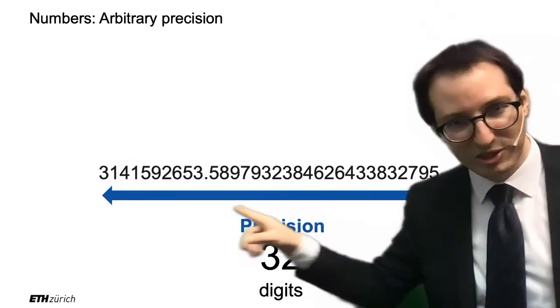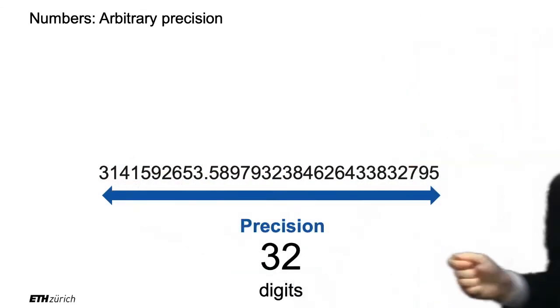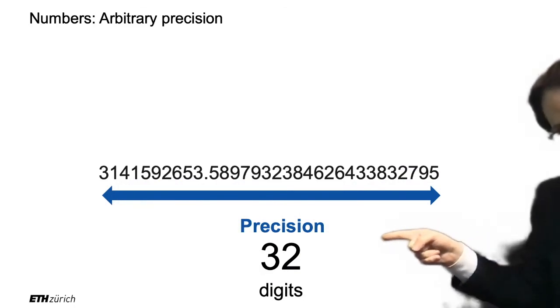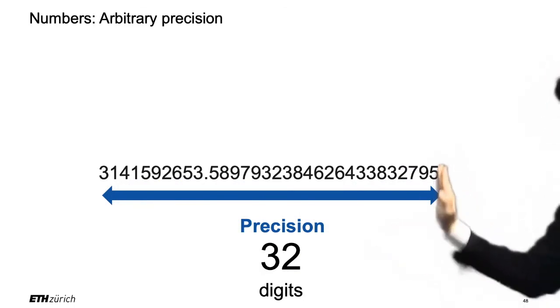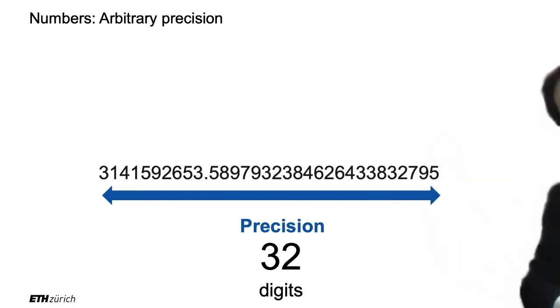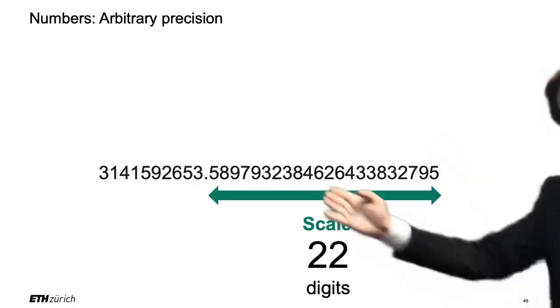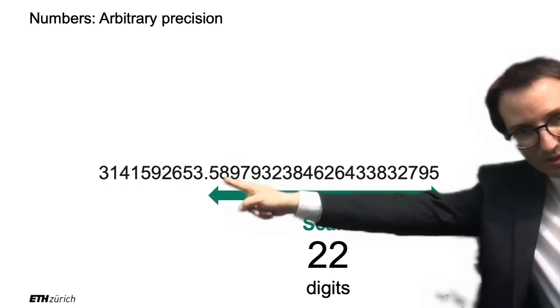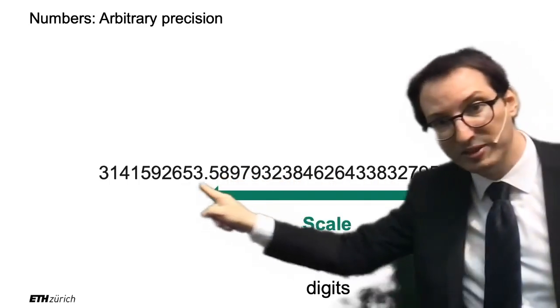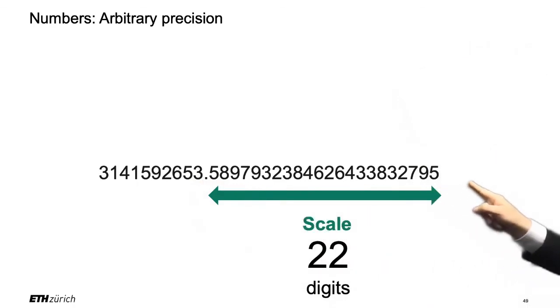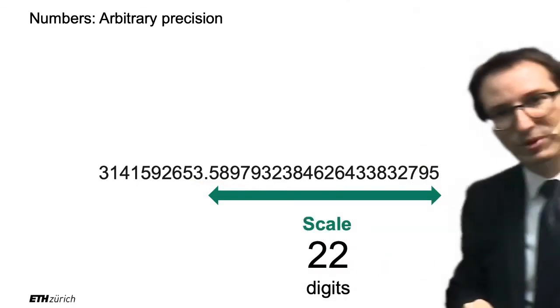I think these are the digits of pi, but I moved around the decimal period. So this is a precision of 32, and it stops here. This is really the end of the decimal value. On the right of the decimal period, this is what we call the scale. So we have here 22 digits after the decimal period. So we say it's a scale of 22.